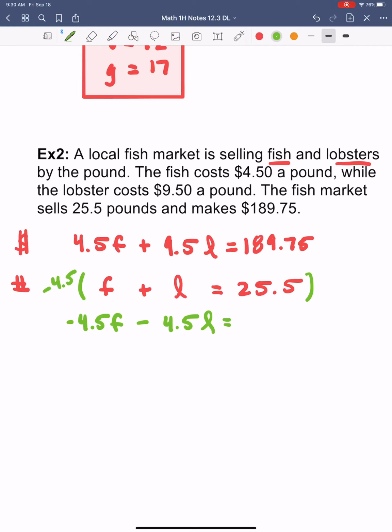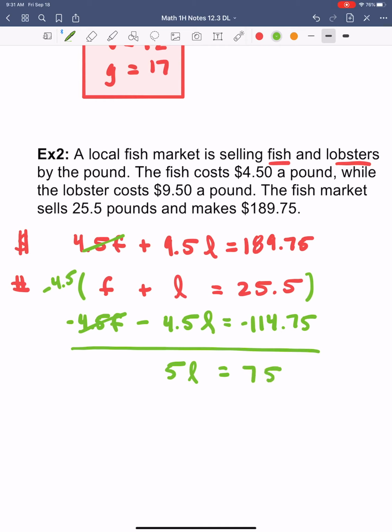That's going to give me negative 4.5F minus 4.5L equals negative 4.5 times 25.5, which gives me negative 114.75. And then I can go ahead and solve here. So negative and positive F's cancel out. 9.5 minus 4.5 gives me 5L. And that equals 189.75 minus 114.75, which gives me an even 75. And then divide both sides by 5, and I end up with L equals 15.